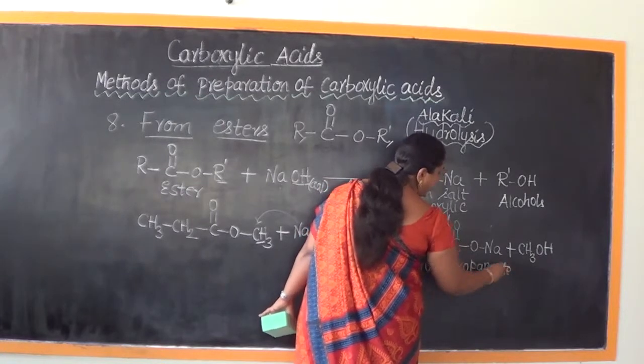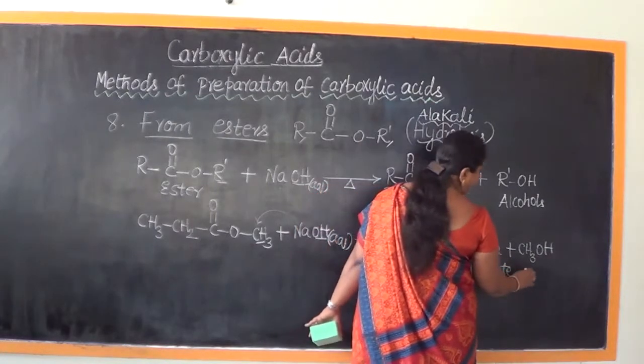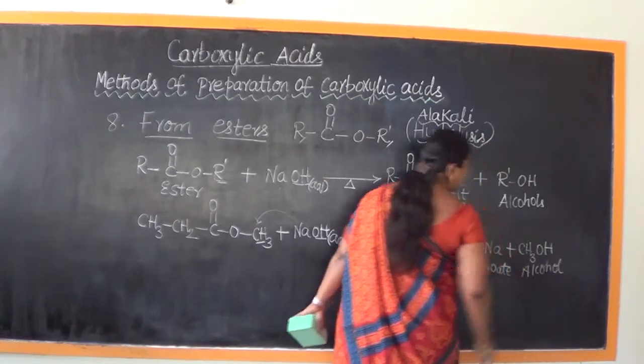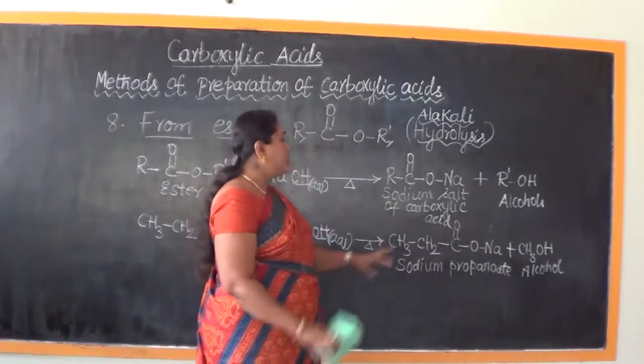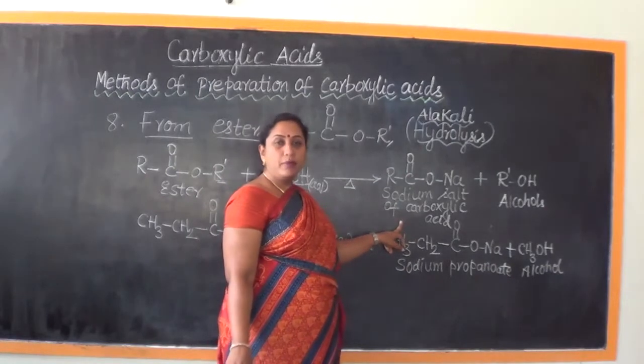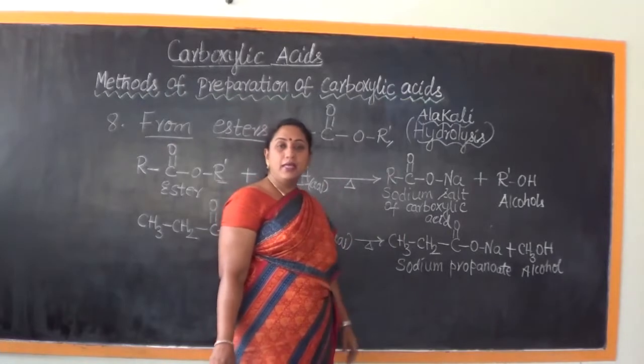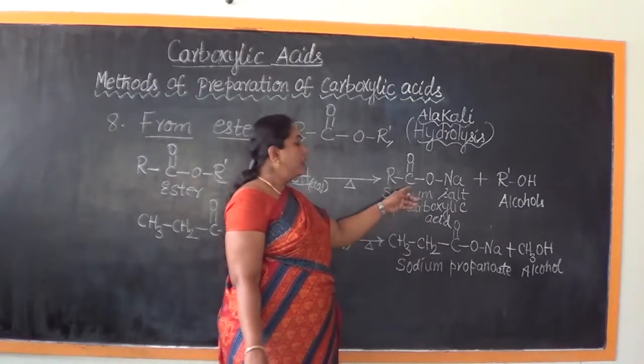Sodium propanoate. Then we obtain alcohol. So in the first step, what we get is the sodium salt of carboxylic acid. Now how to obtain carboxylic acid from this? From here it is simple.